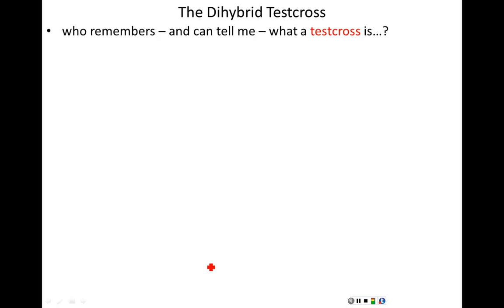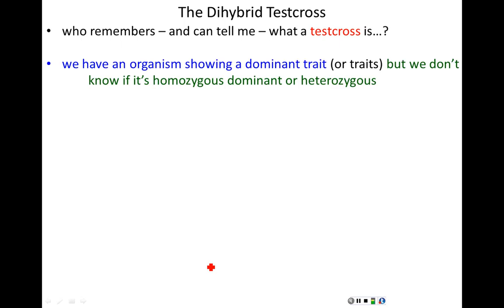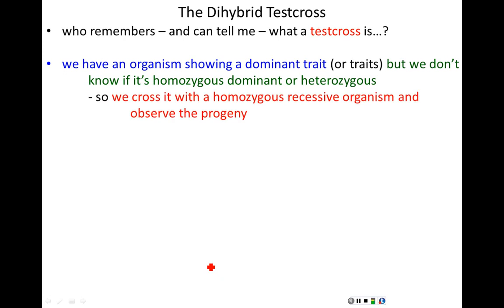Alright, so now we're going to take our knowledge of dihybrid crosses and our knowledge of test crosses and combine it. Hopefully you remember from the last lecture and this one that a test cross is when we take a dominant phenotypic individual of an unknown genotype and cross that individual with a recessive individual of known genotype. Of course, the genotype is known. The only way the individual is recessive is if they have recessive alleles. So we have an organism that shows a dominant trait, or traits, because we're dealing with dihybrid crosses. We don't know if that individual is homozygous dominant or heterozygotic, and we cross it with a homozygotic recessive organism that shows the homozygotic recessive trait, and we observe the progeny.